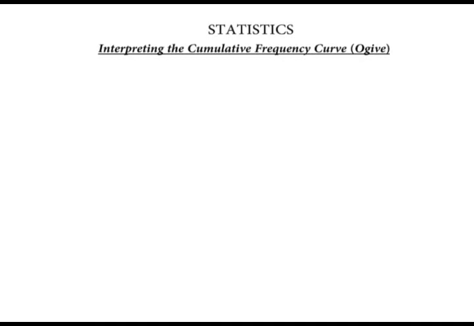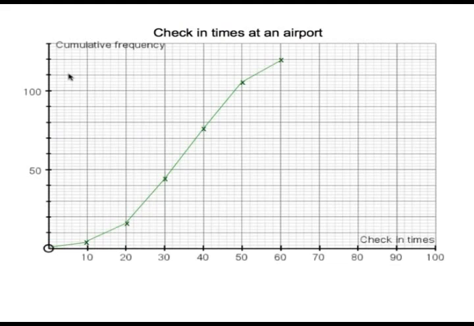Finally, interpreting the cumulative frequency curves. When given a cumulative frequency curve, you can use it to give several interpretations. For example, this is a cumulative frequency curve for check-in times at an airport, and we are going to use it to answer some questions. First, looking at the curve, the last cumulative frequency is 120. It means there were a total of 120 persons checking in at the airport on the day the data was collected.